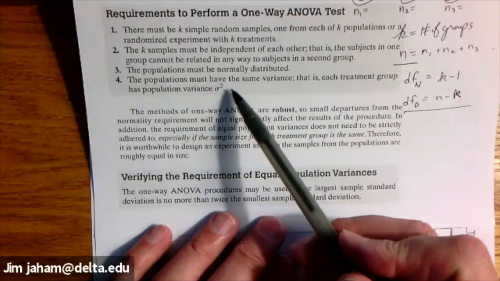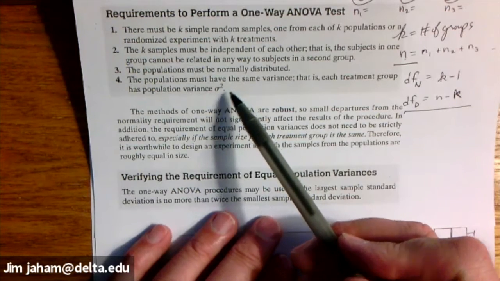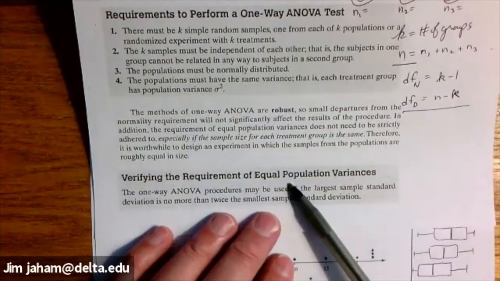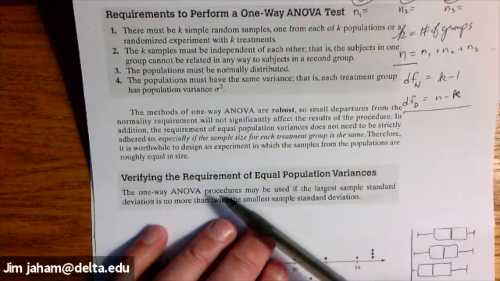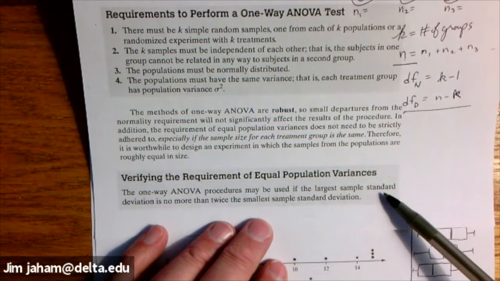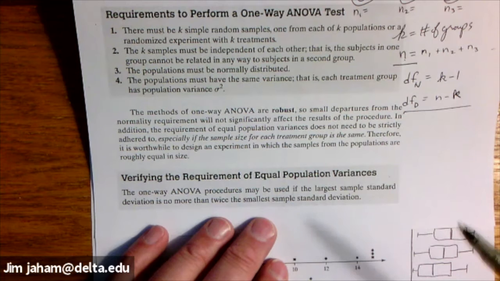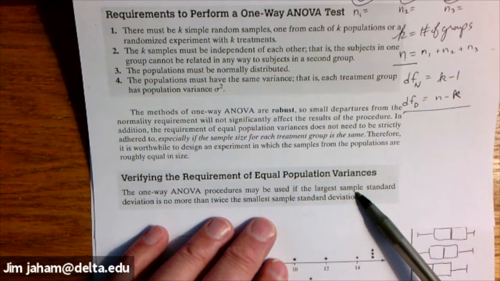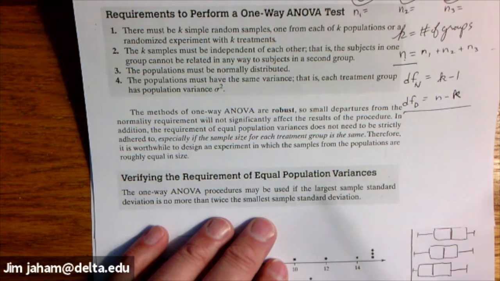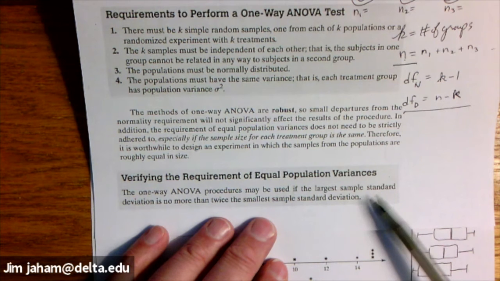And here's kind of a test just to make sure that this condition is met. That is, the populations must have the same variance. How do you verify that? Well, this procedure can be used if the largest sample standard deviation is no more than twice the smallest. Remember, standard deviations are the square root of the variance. So as long as they're close in size, you can run this test.